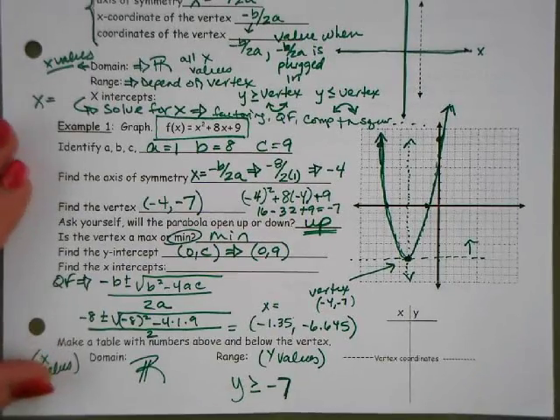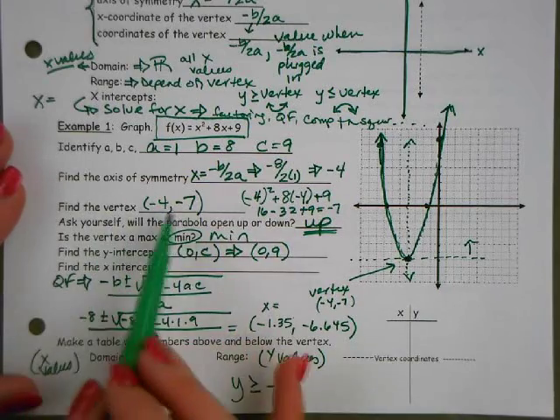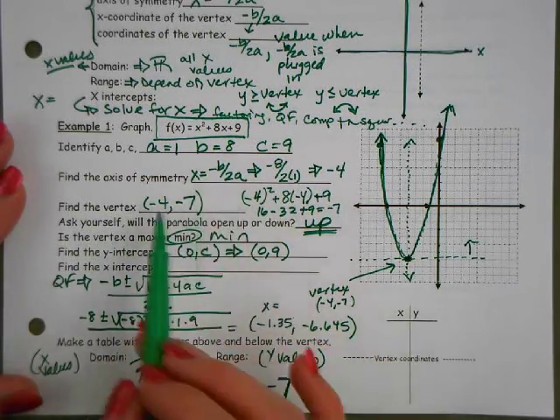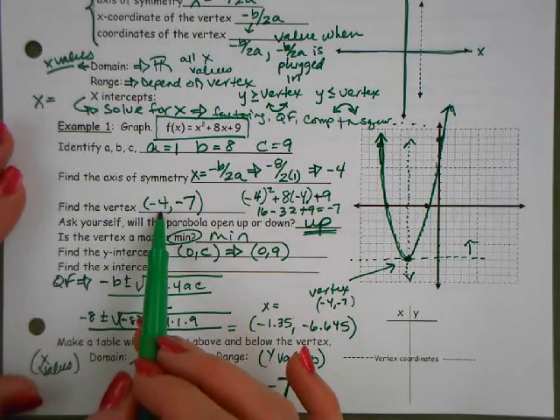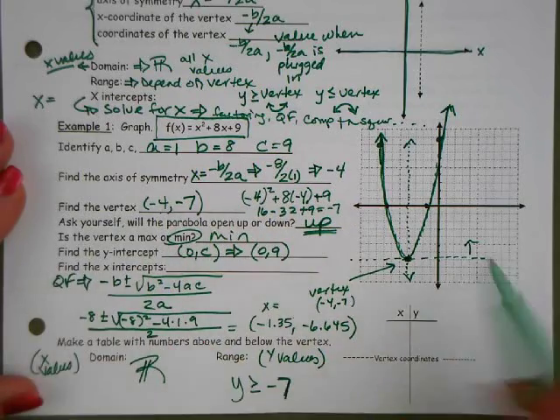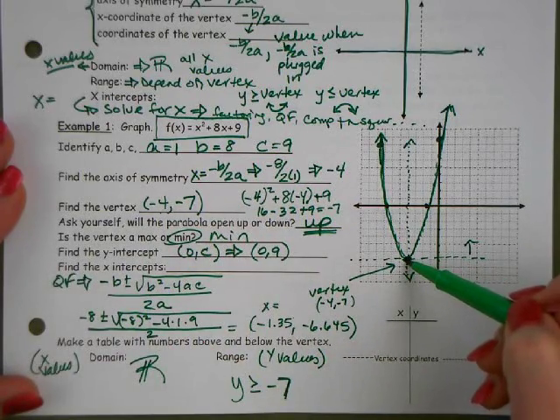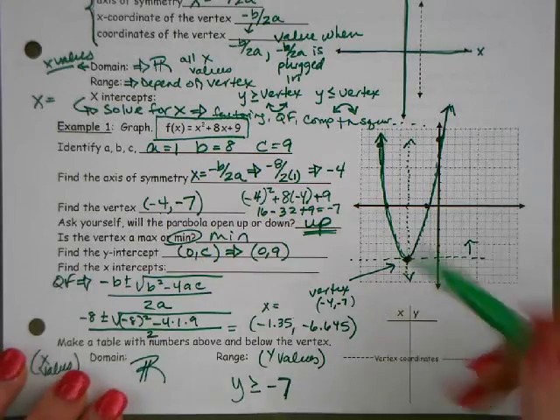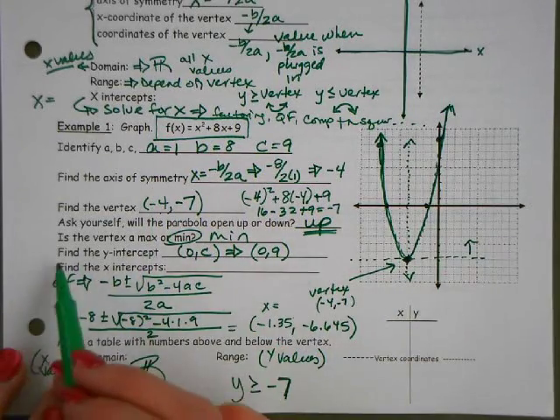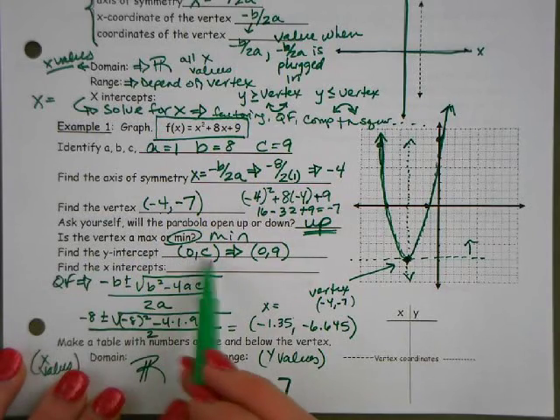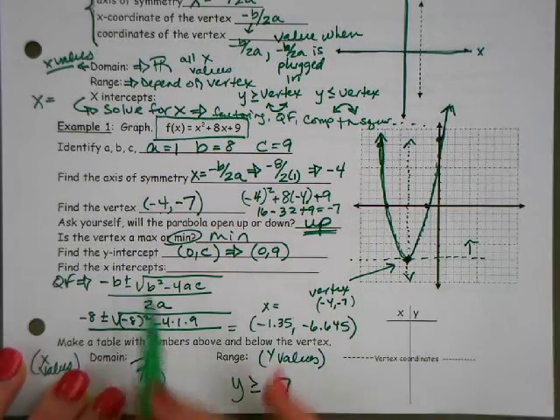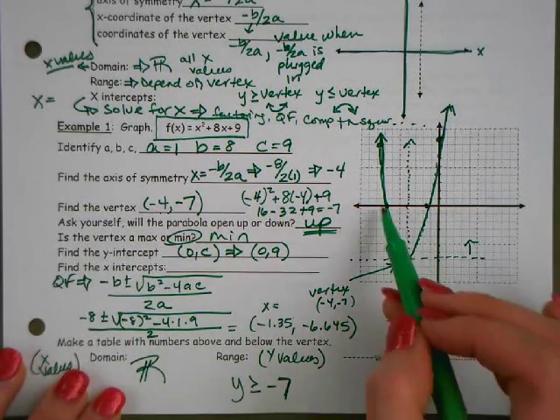So we started with the vertex. We found the axis of symmetry, and then that value becomes the x value. I take that and plug it into the equation to get the y value at that point. So that's my vertex, and that's going to be the bottom point here. Then, because a is positive, I know it's going to open up. Then I find my y-intercept, which is (0, c), and I plot that there. Then I found my x-intercepts and plotted those two, and then I just started drawing it.